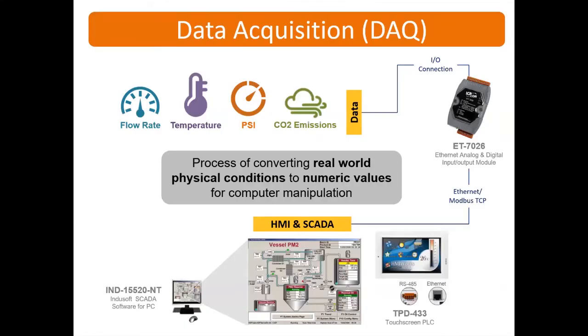Data acquisition is the process of sampling real-world physical information and converting those samples into digital numeric values that computers and controllers can understand. The information is often used to implement control logic operations, like turning on a fan based on the temperature, turning on a pump based on a tank level, and opening a valve based on pressure levels. Data acquisition information can be collected by a computer running SCADA software or on a touchscreen PLC.